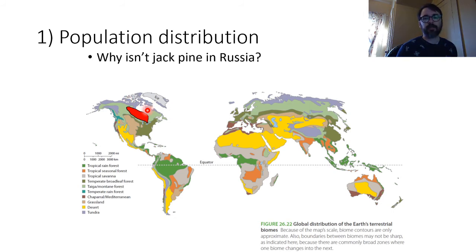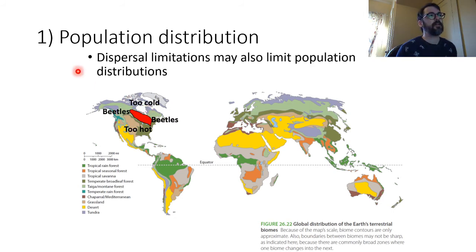So here is the distribution of jack pine in North America. Why isn't jack pine in Russia, right? So we've come up with hypotheses that it's too cold, too hot, and that we have beetles on the east and the west, but there's perfectly suitable environmental conditions in Russia for jack pine, right? Hopefully it should be clear that it's dispersal that's limiting its distribution in Russia, right? We've got a pretty significant dispersal barrier here, and that's the Atlantic Ocean, right?